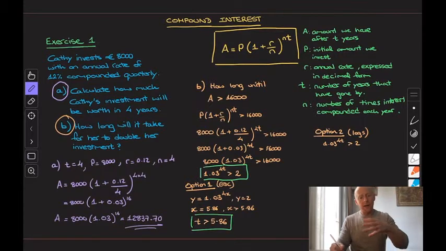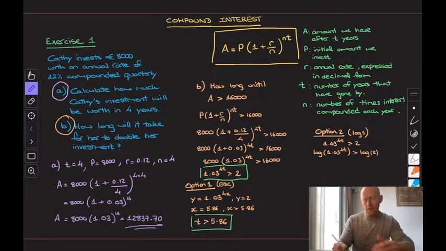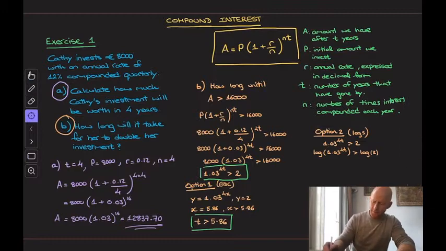What I do is I apply logarithms to both sides of that inequality. And remember, the base doesn't matter here, so I'm just going to go ahead and say log base 10. And for that, I just write log of 1.03 raised to the power of 4t has to be greater than log of 2. Now that that's done, I apply the third law of logarithms to take this exponent out.